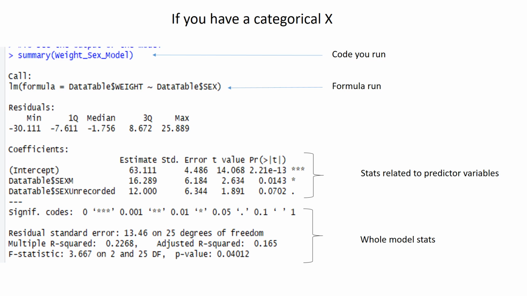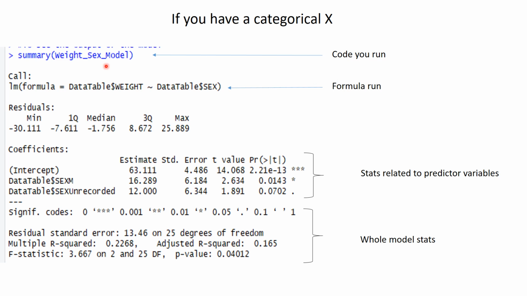Okay, so we would run exactly the same model, the same LM code if we have a categorical X as we would if we had a continuous X. So the structure of the LM code would be the same. And this is what our printout looks like. It looks very similar. Again, here we have the code we ran. So this is what we typed into RStudio ourselves and then sent to R. This is the formula that gets printed.